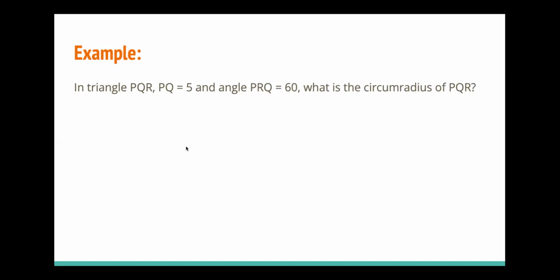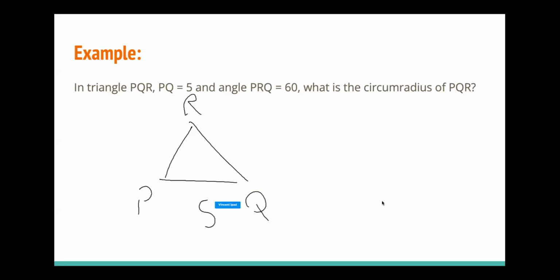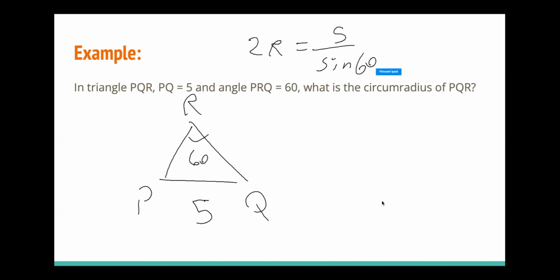I'm gonna solve it now because it's been a while. Okay. PQ is 5, angle PRQ is 60. What is the circumradius? So you could use the formula. 2R is equal to 5 over sine 60. R is equal to 5 over root 3.